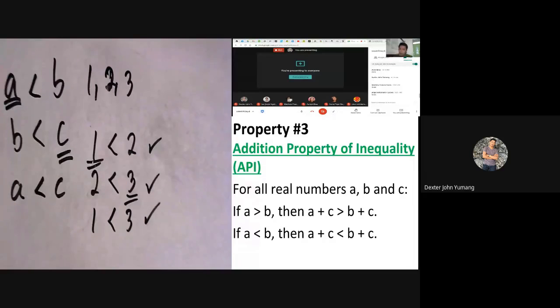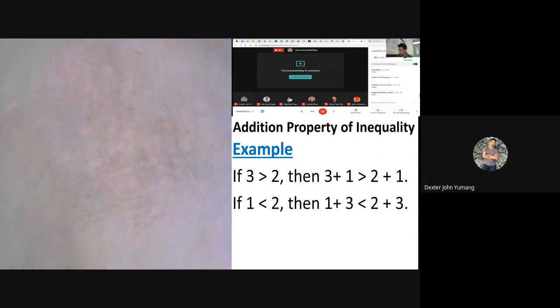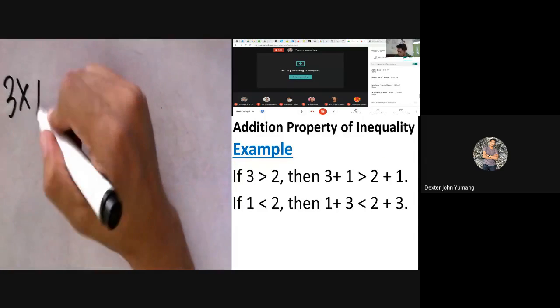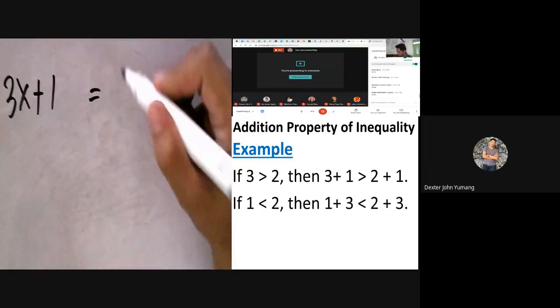So, for example, mag-a-add ka ng C or ng number sa left side. Therefore, i-add mo din siya sa right side. Tulad nga ng ginawa natin last time. What will be added on the left side will be also added on the right side. And can we look at this one as an example? So, we have 3x plus 1 equals 5.